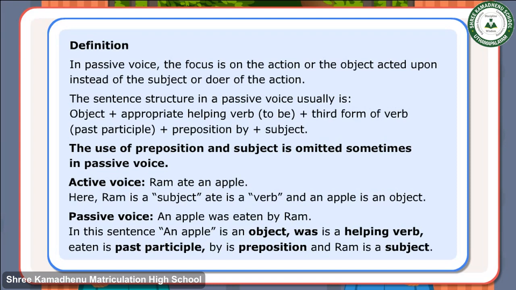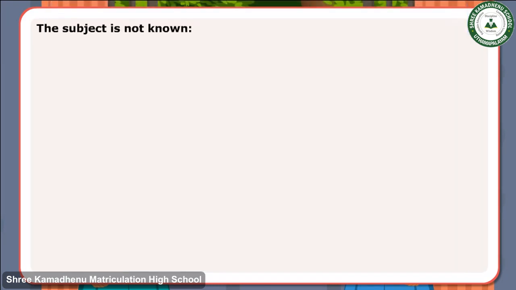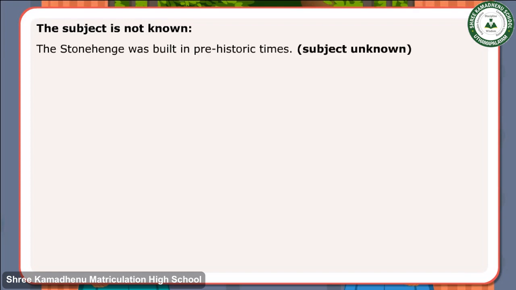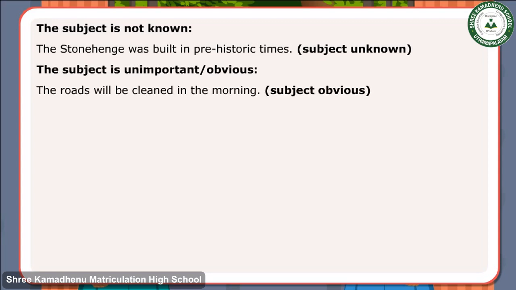We use passive voice when the subject is not known. The Stonehenge was built in prehistoric times. Subject unknown. The subject is unimportant or obvious. The roads will be cleaned in the morning. Subject obvious.